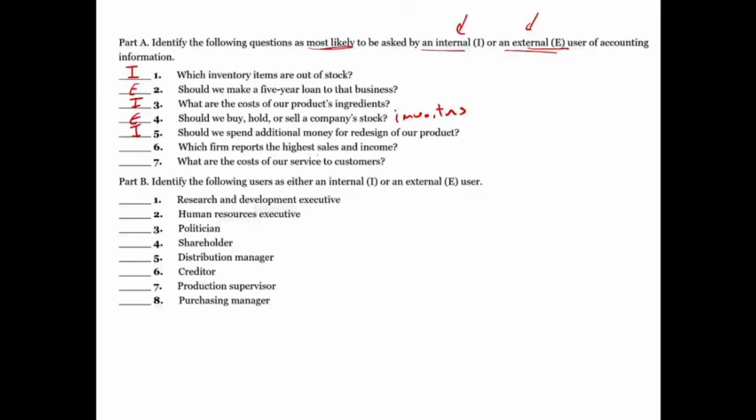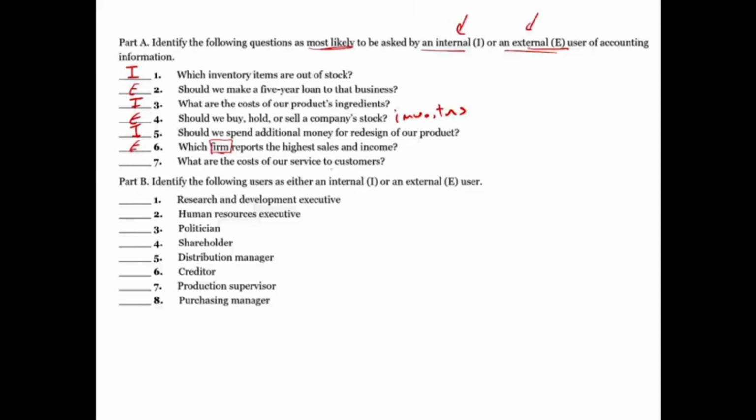Which firm reports the highest sales and income? Now, notice we're looking at which firm reports the highest sales and income. If we're looking at different companies as investors, that's an external user. Now, if we're assuming the firm is a division within a company, that will be an internal user. But here we're going to consider an investor is asking this, because we may want to invest in them.